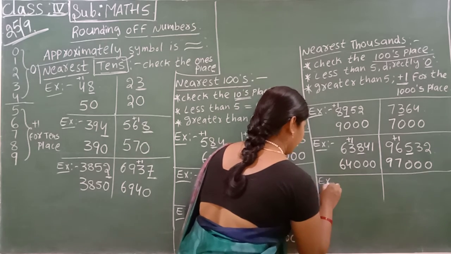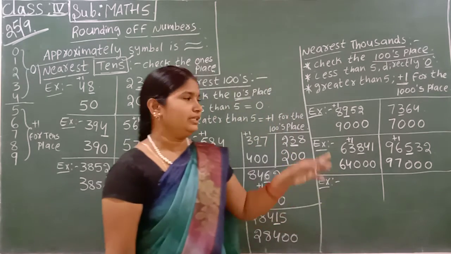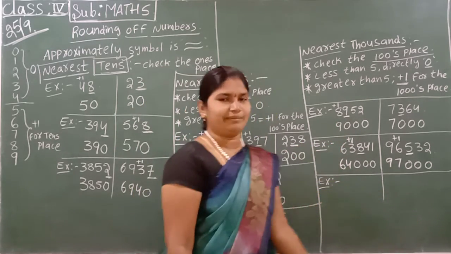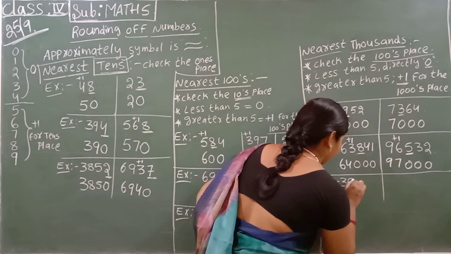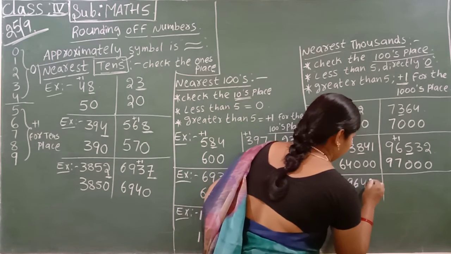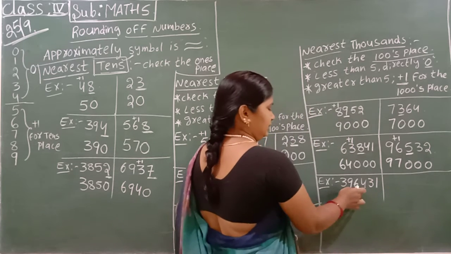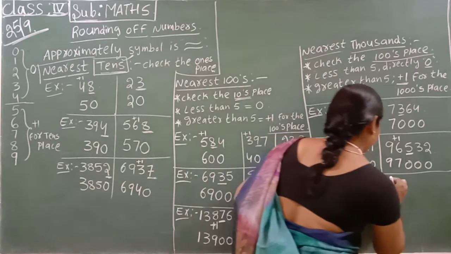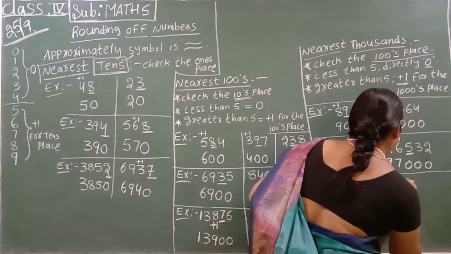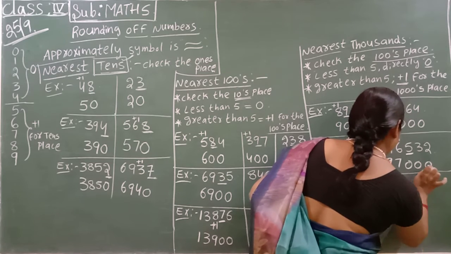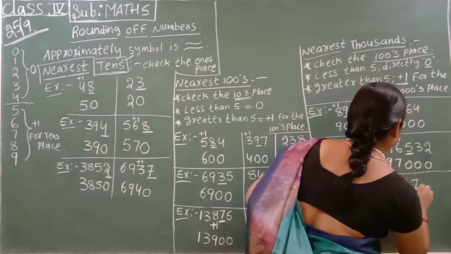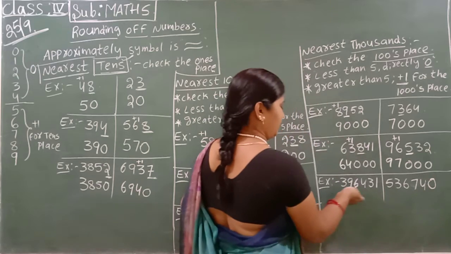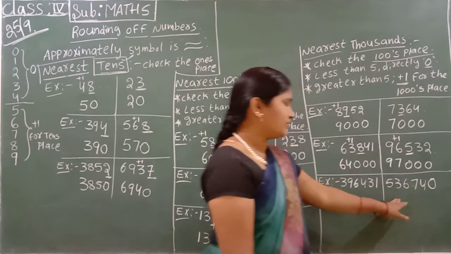Now, next example. Here, 4-digit numbers are over, 5-digit numbers are over. I am taking a 6-digit number. 1, 2, 3, 4, 5, 6, 6-digit number. See, here also 6 digits are there. Here also 6 digits are there.